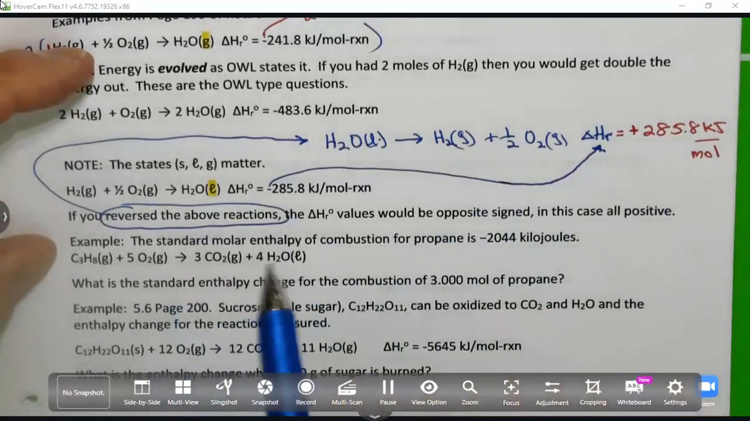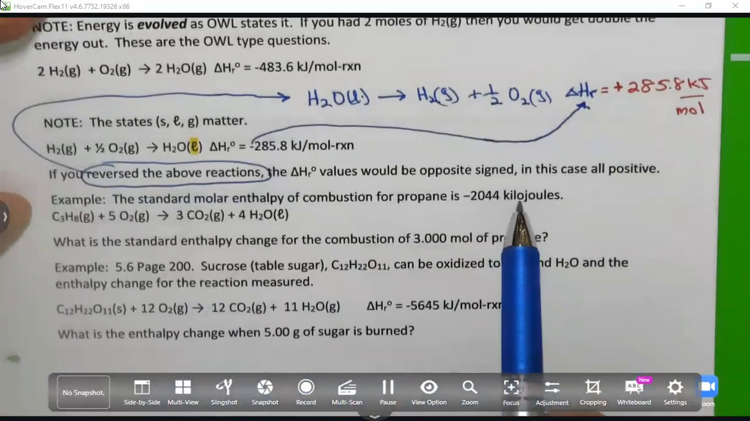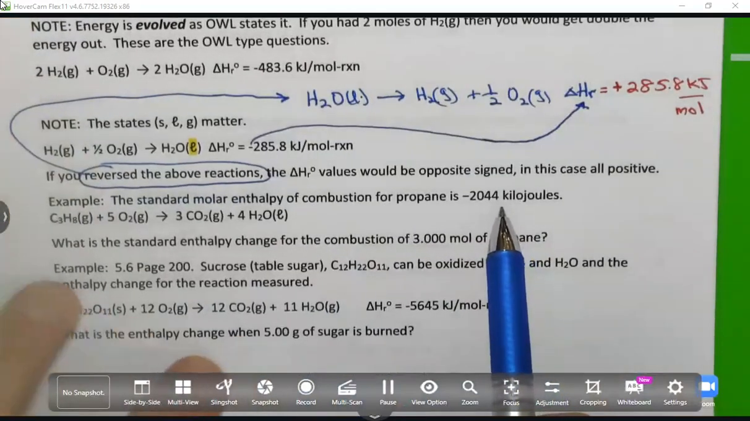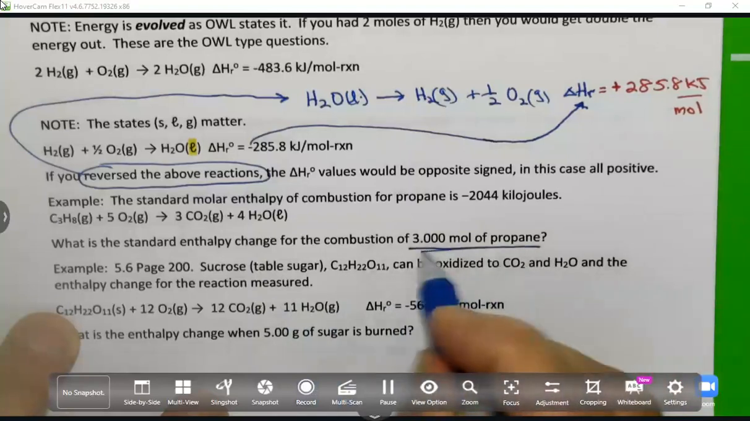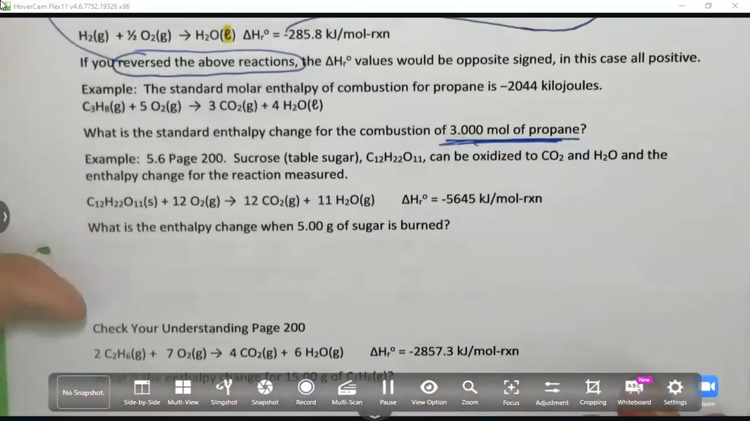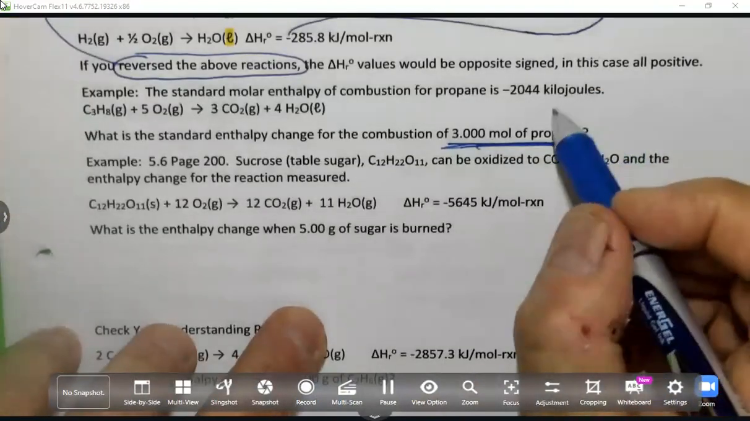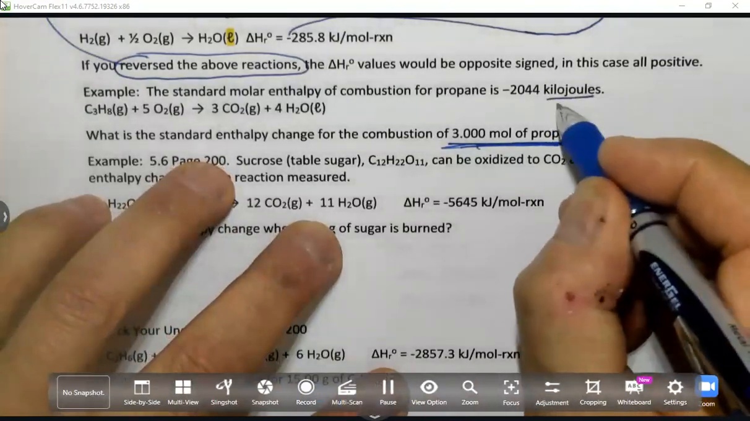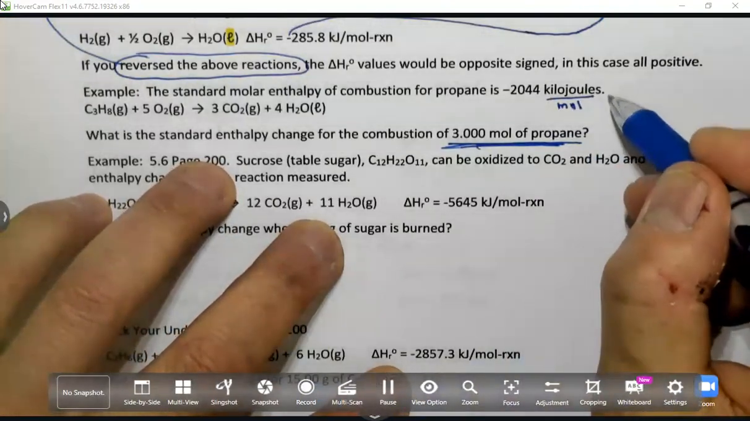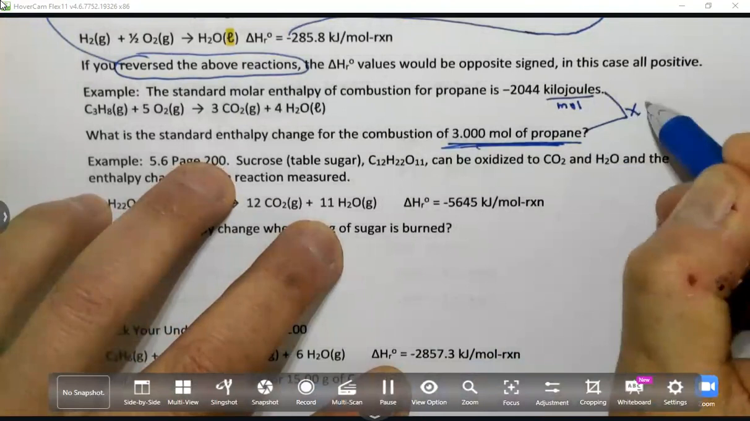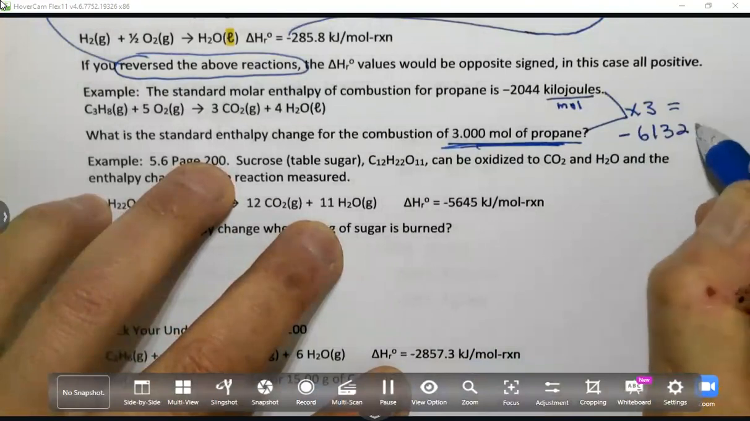All right, here's an example. The standard molar enthalpy of combustion for propane is minus 2,044 kilojoules. What is the standard enthalpy change for the combustion of 3 moles? Well, if it's 3 moles, this is in kilojoules per mole, so we're just going to multiply that by 3. And that is going to be negative 6132 kilojoules.